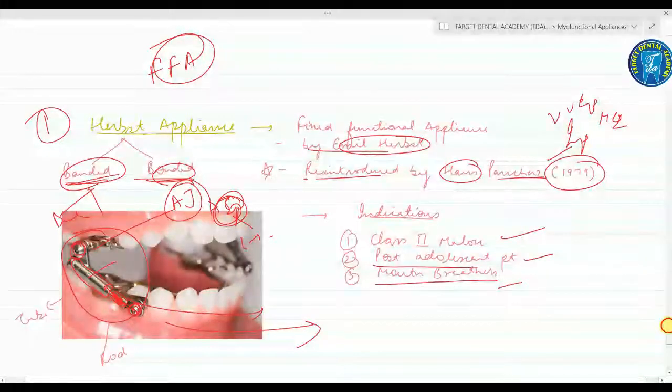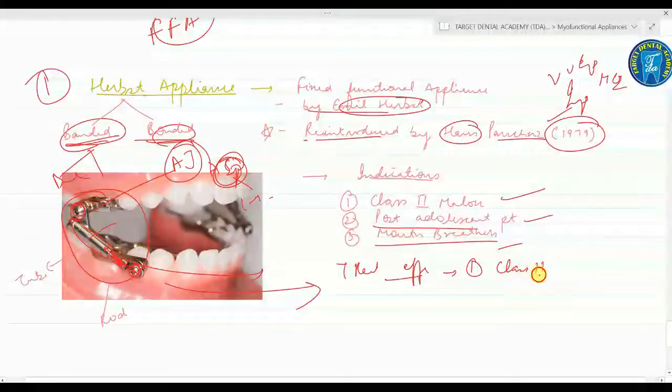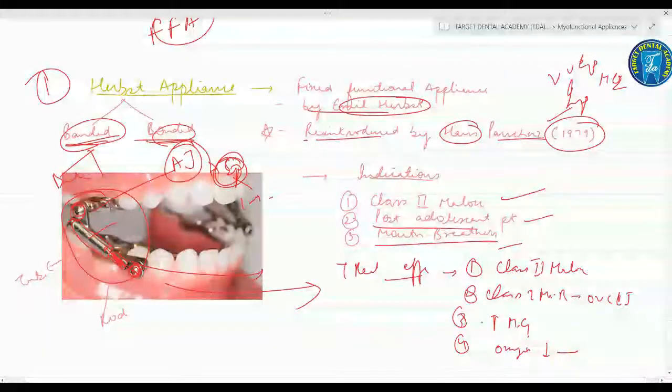Right? So in this, the treatment effects are: number one, the Herbst appliance is used for the treatment of class 2 malocclusion. Two, it is used in class 1 molar relation or in overcorrected class 1 molar relation. Third, it is used to increase the mandibular growth. Fourth is overjet reduction, by increasing the mandibular length.